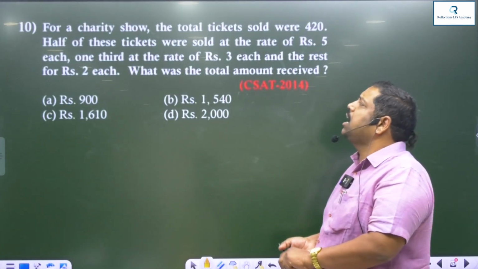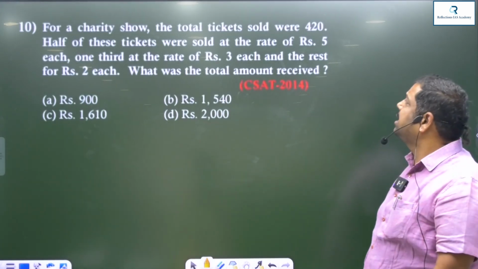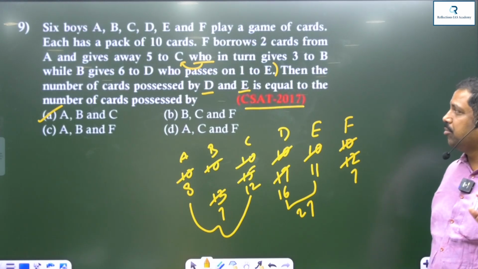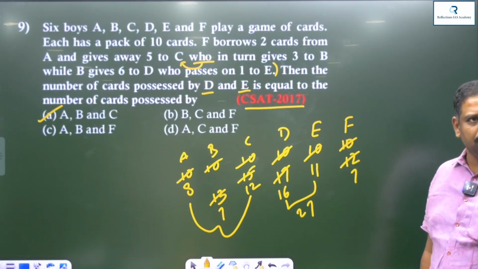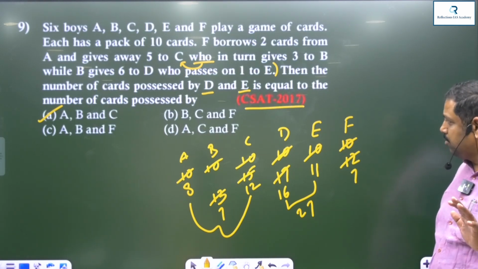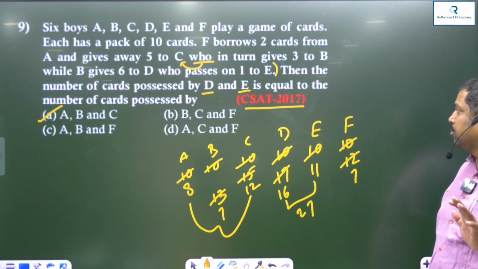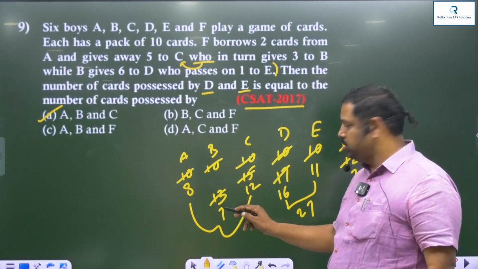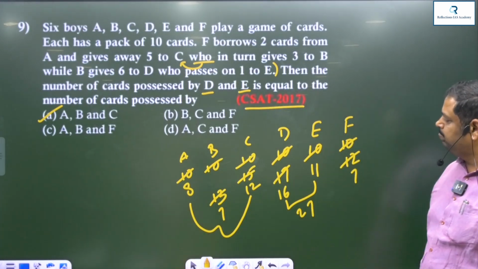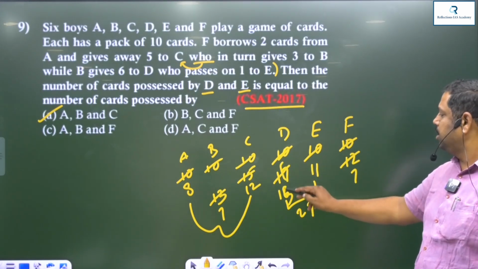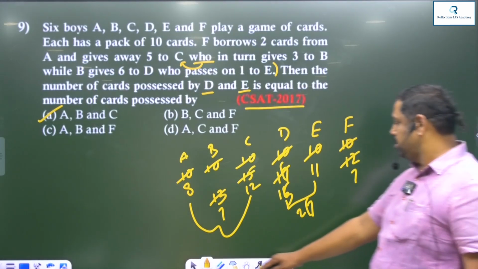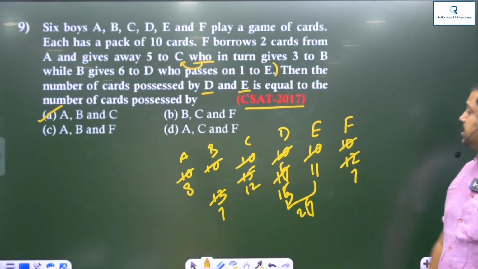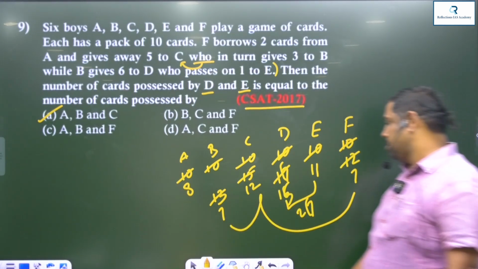For a charity show, the total tickets sold were 420. B passes 6, not 7. 6 to D. B gave 6. How? 16, 15, 26. Okay. Wait. Okay, good. Now how much do you have to get here? 26. Then these three work, right? B, C and F. Okay, good.